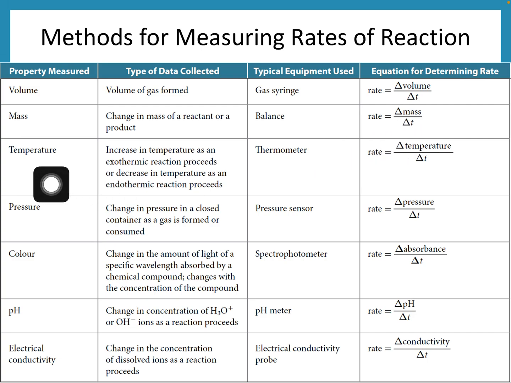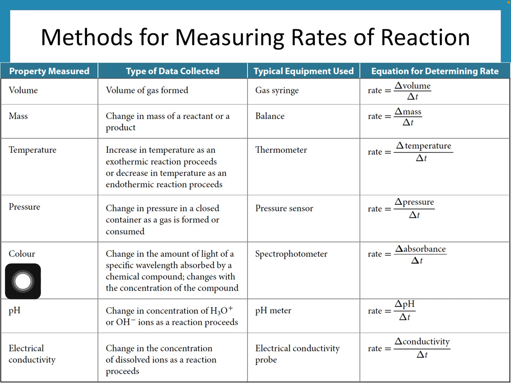If we have a temperature change happening, whether it is an increase if it's exothermic or a decrease if it's endothermic, we can use a thermometer for that, and that would be the change in temperature over the change in time. Once again, if we have a gas, we can measure the change in pressure. So we could use volume, or we could use a pressure sensor and measure the change in pressure.